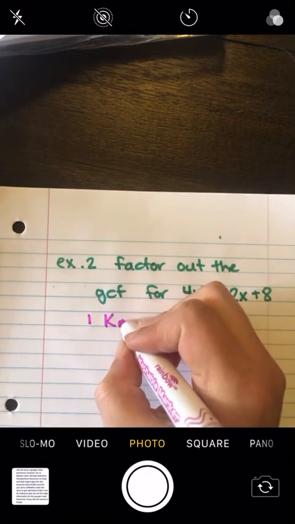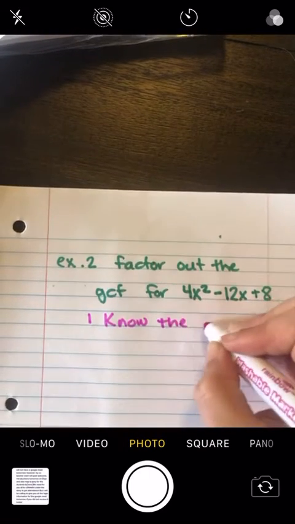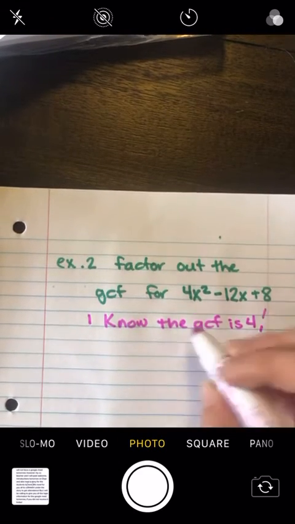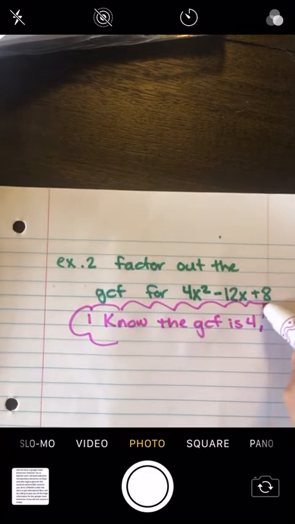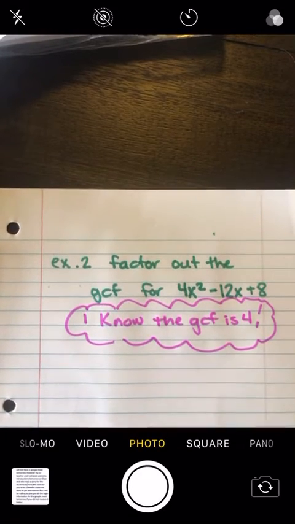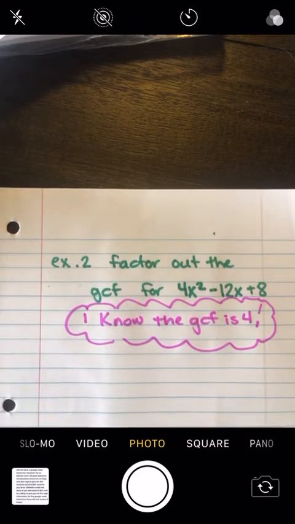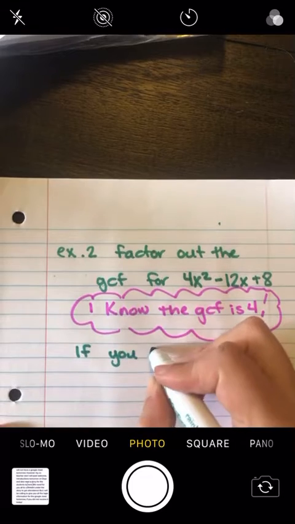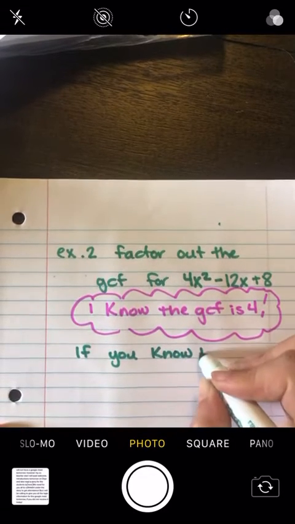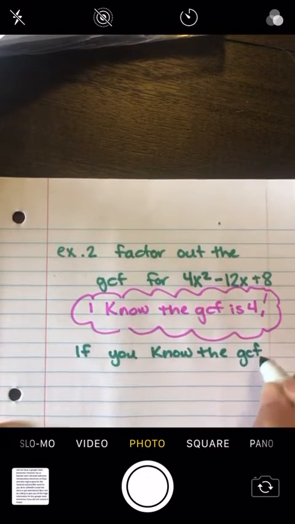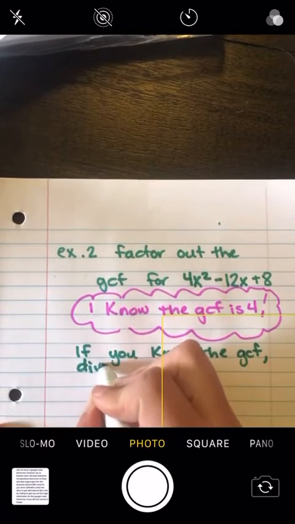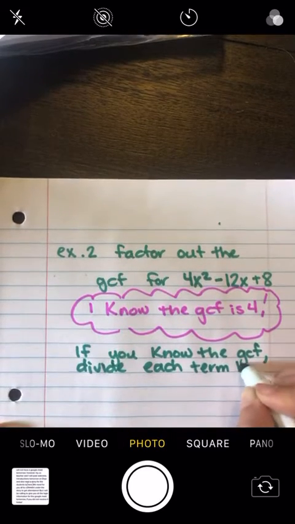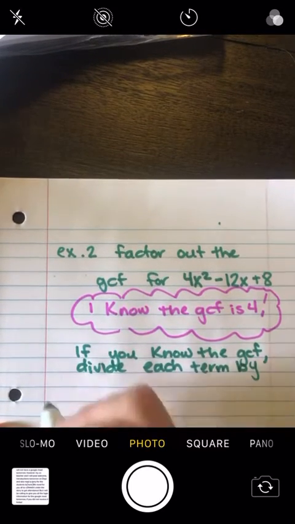Let's say you already know that the GCF is 4. I know the GCF is 4. Okay. If you already know that, then all you need to do is divide each term by the GCF. If you know the GCF, divide each term by the GCF.